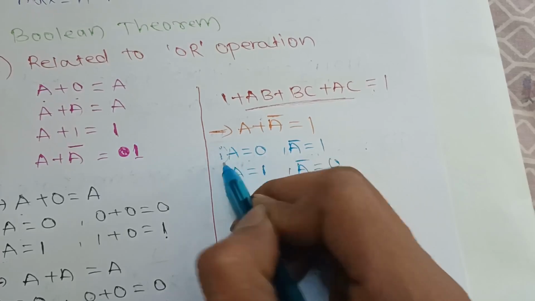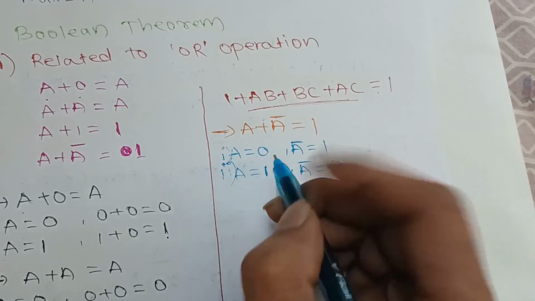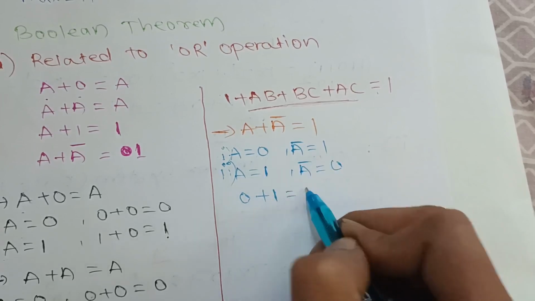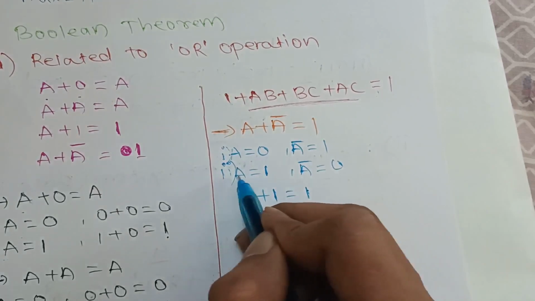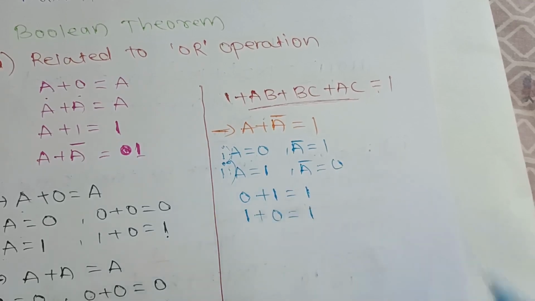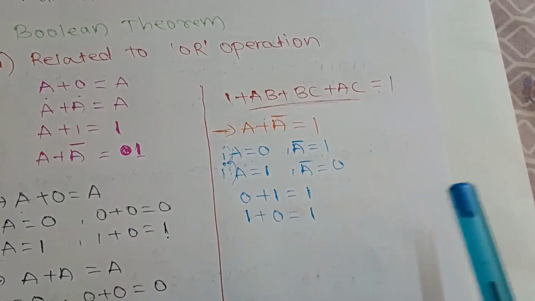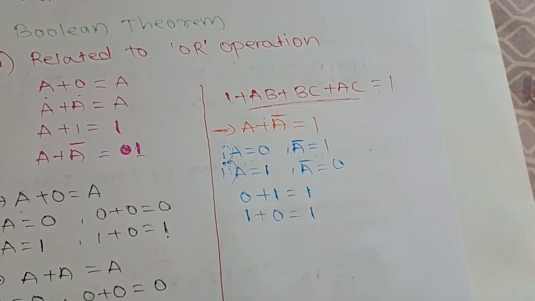For the first iteration we are going to see a plus a bar. A is 0, 0 plus a bar is 1, so 0 plus 1 is going to be 1. Ultimately we got 1. For the second iteration, 1 plus 0 is going to be 1. So you can see over here, when we add the complement of a variable with itself, we get the result as 1. Okay, hope this is clear to you all.